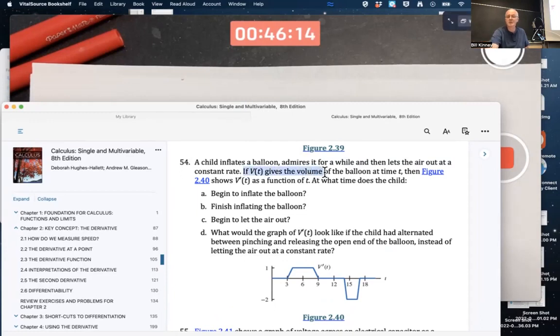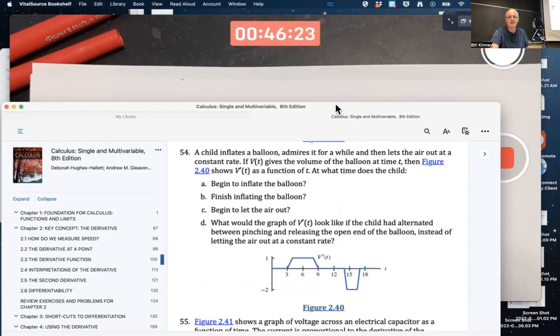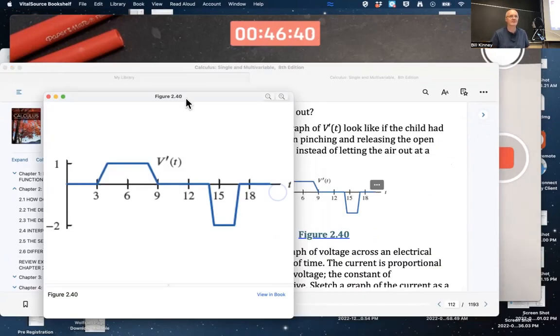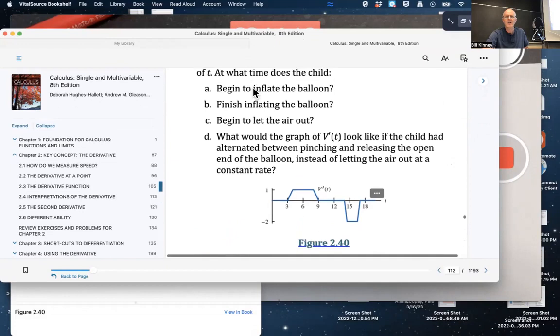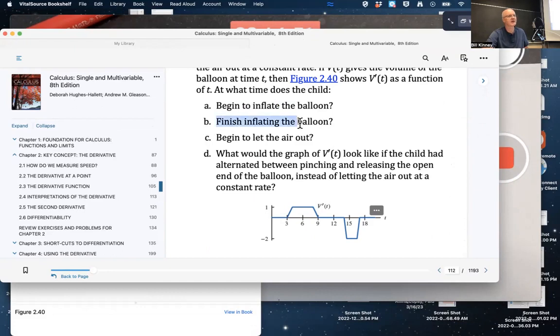V of t gives the volume of the balloon at time t, and the graph shows its derivative. So this graph that you see here is not the graph of the volume. It's the graph of the derivative of the volume. We want to know, when does the child begin to inflate the balloon? When does the child finish inflating? And when do they begin to let the air out? And also draw an alternative graph for V prime in a different situation, if the child alternated between pinching and releasing the open air of the balloon instead of letting the air out at a constant rate.